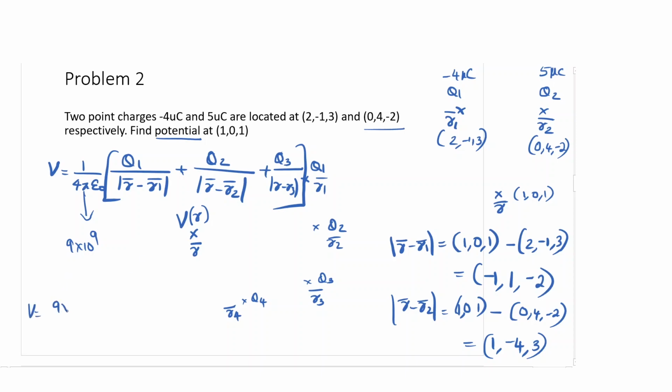So V is equal to 9 into 10 raised to 9 into the first charge, minus 4 into 10 raised to minus 6. Microcoulomb means 10 raised to minus 6. You should not miss the minus sign of the charge, the polarity, as well as the unit of the charge. If it is millicoulomb, you use 10 raised to minus 3; nanocoulomb, 10 raised to minus 9. Here it is microcoulomb, so it is 10 raised to minus 6. Divided by the magnitude of (-1, 1, -2), plus the second charge, 5 microcoulomb, that is 5 into 10 raised to minus 6, divided by the magnitude of R minus R2, (1, -4, 3).